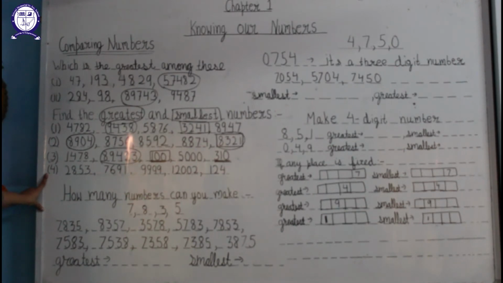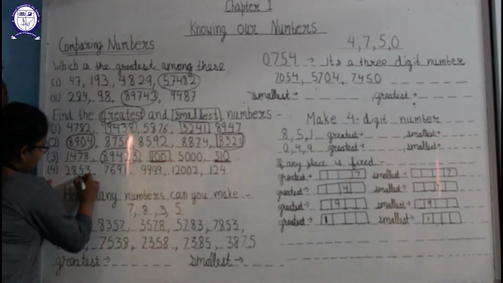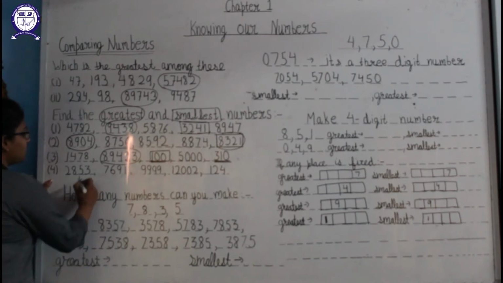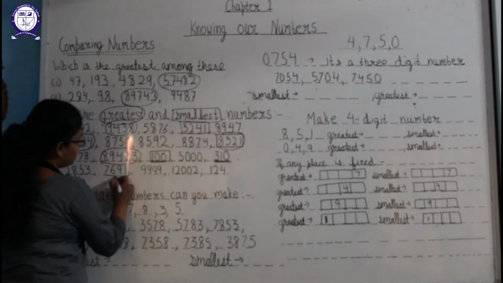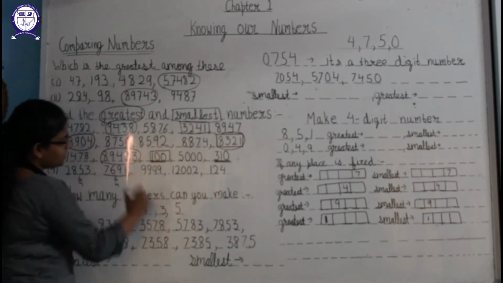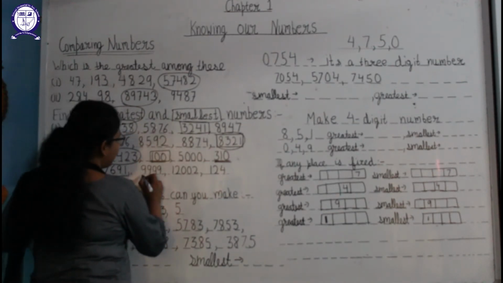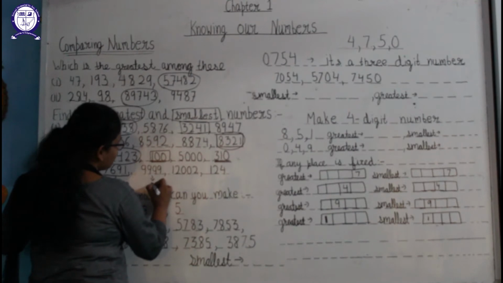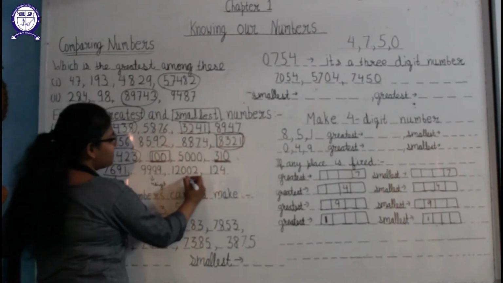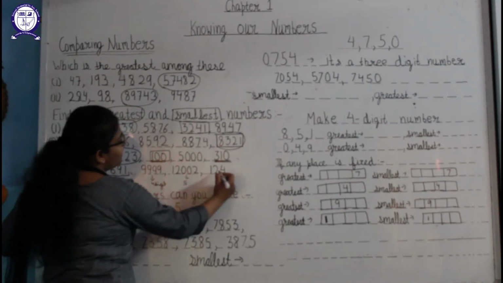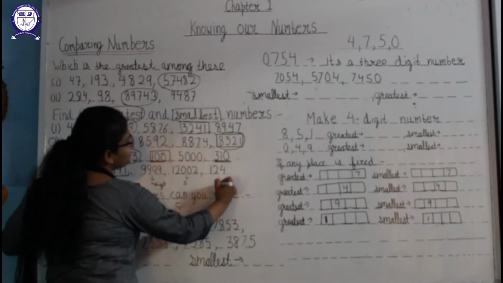Now we will talk about the fourth part. In this also, first you will compare the digits of the number. The first number is 2,853. This is a 4-digit number. 7,691 is also a 4-digit number. 9,999 is also a 4-digit number. 12,002 is a 5-digit number, and 124 is a 3-digit number.